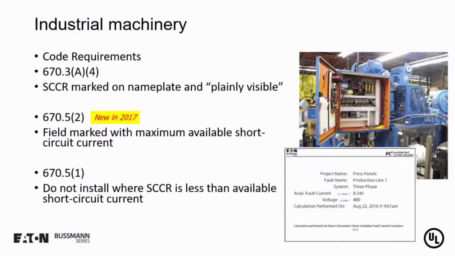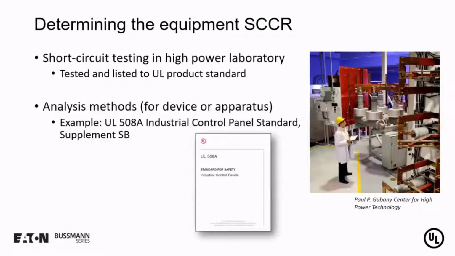If that rating is less than the available fault current, there's no guarantee that the machine or the control panel will be safe if a fault occurs. You could have different kinds of damage due to a fault, and that damage could cause injury to people, damage to property. So making sure that the short circuit current rating is at least equivalent to the available fault current is very important. So how do you determine the short circuit current rating for equipment?